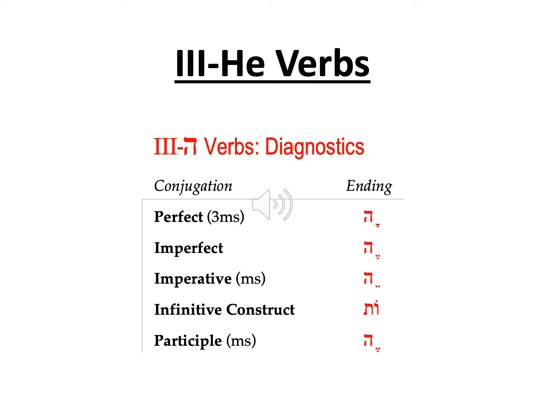Again, as a repetition, here are the third hey diagnostics. Keep in mind, you're going to see this chart in every single stem we cover. Perfect always ends in kametz hey. Imperfect always ends in segol hey. Imperative always ends in tsere hey. Infinitive construct always ends in holem vav tav. And the participle always ends in segol hey.